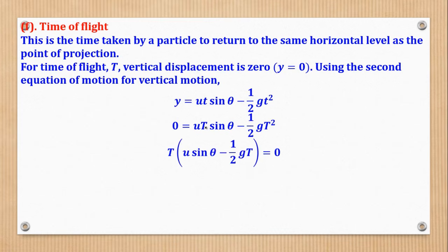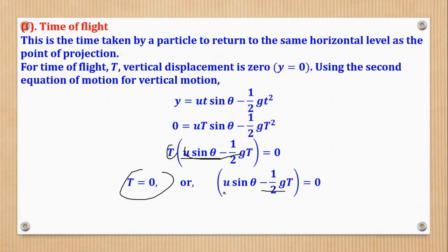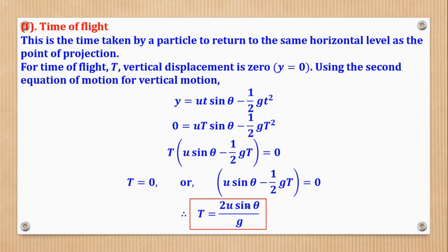So my aim is to get capital T, so I'll factorize out capital T to come up with this. So either capital T is 0 or the whole of this bracket is equal to 0. It cannot be 0, so we shall consider this to come up with the value of capital T as 2u sine theta over g. I think you realize the time taken to reach maximum height was u sine theta over g, and the time of flight is twice the time taken to reach maximum height. So in case you've forgotten, you can remember the time taken to reach maximum height and multiply it by 2 to get the time of flight.